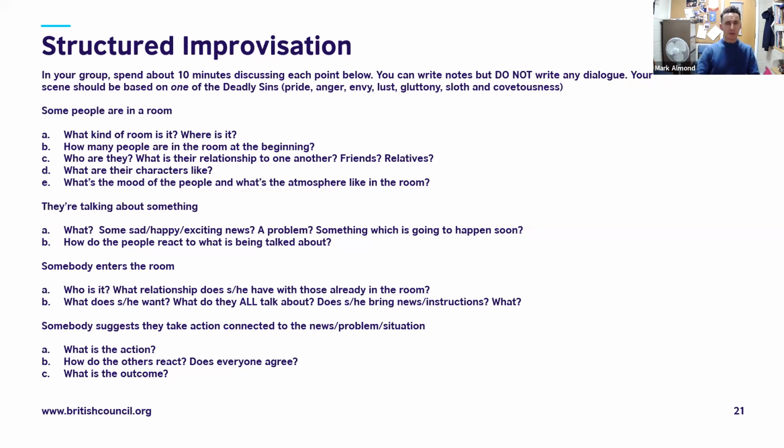So what students have to do is, ideally working in groups of maybe five students per group, sit round in their groups and discuss these questions in turn. They are not allowed to write any dialogue, but what they do need to establish is where they are, what is happening, what people are talking about, how the story progresses, how it ends, what the relationship is between the different characters in the scene, all that kind of thing.